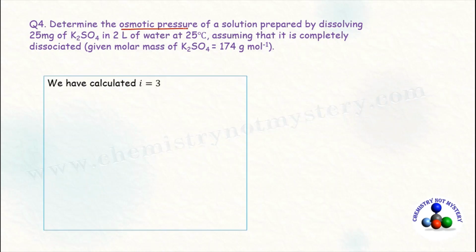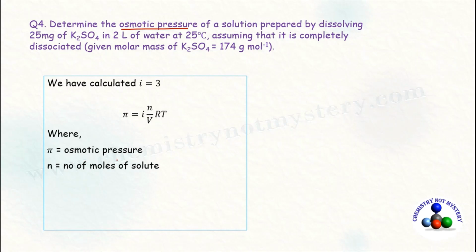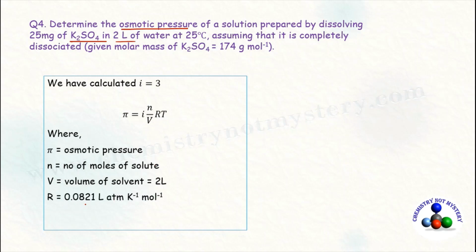Here we have to calculate osmotic pressure. For osmotic pressure calculation we have the formula pi is equal to i n over V R T, where pi is the osmotic pressure, n is the number of moles of solute, that is K2SO4, V is the volume of solvent, that is water, R is the gas constant and its value is 0.0821 liter atmosphere per Kelvin per mole. T is the temperature in Kelvin. Here temperature is given as 25 degrees centigrade. To convert degree centigrade into Kelvin, you have to add 273. So here you will get 298 Kelvin.